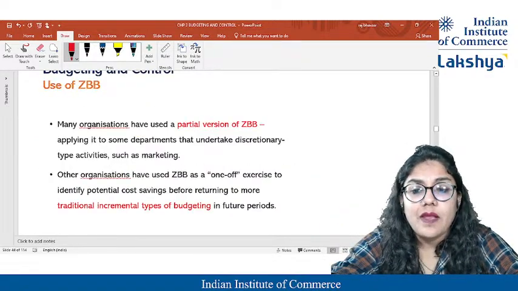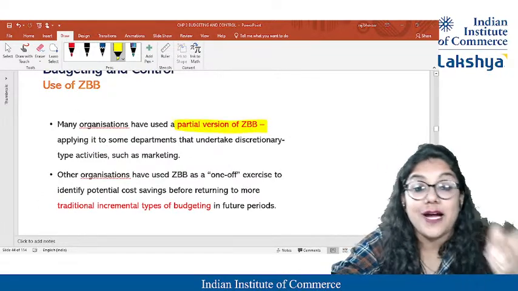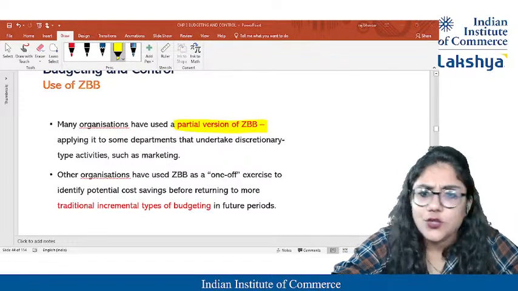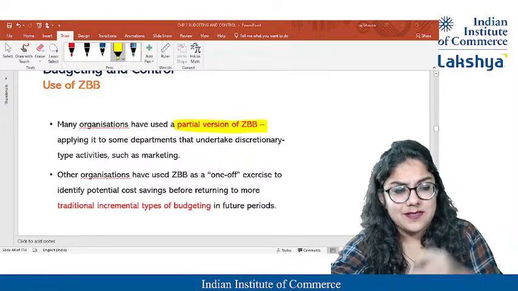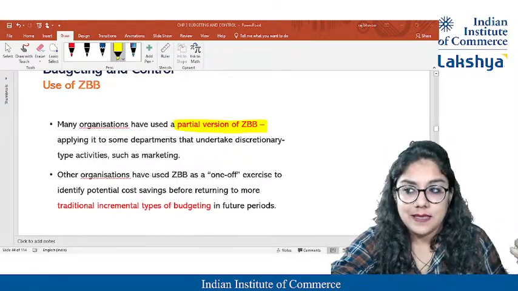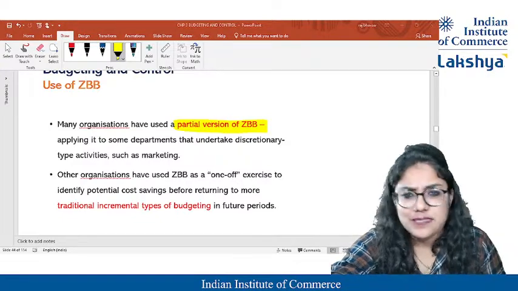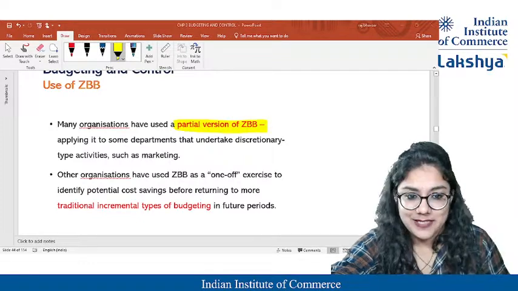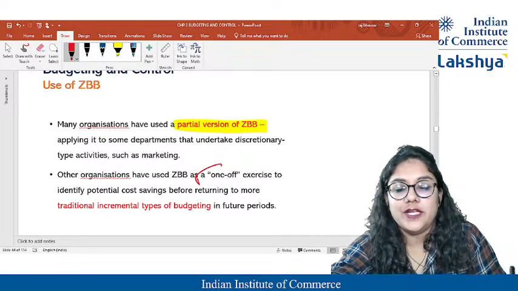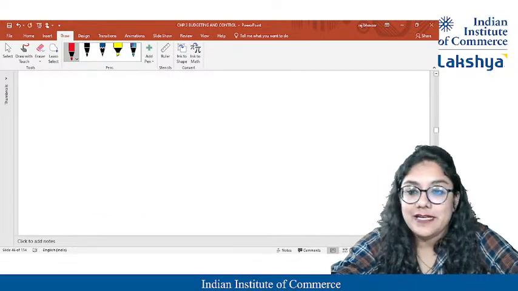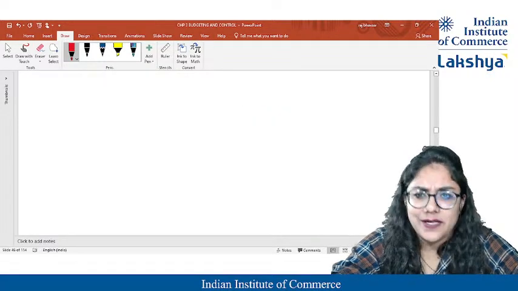Many organizations, I told you, this is what is common. Many organizations have partial ZBB, not in full. Not all the departments will be doing full ZBB. Some departments are doing ZBB, some are going ahead with the normal incremental budget, some with the top-down approach, and some with rolling budgeting and so on. So this is one of the big potential savings, and a different way from the traditional approach. So that is the meaning of ZBB. I hope you understood it.